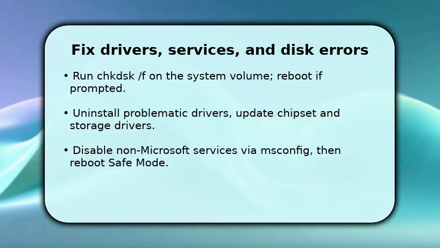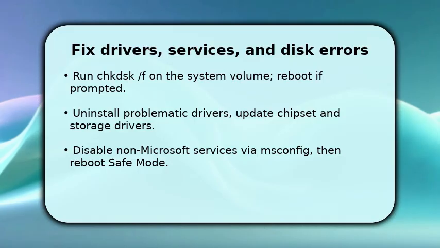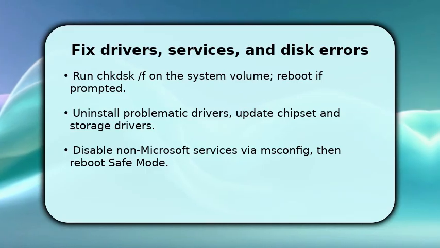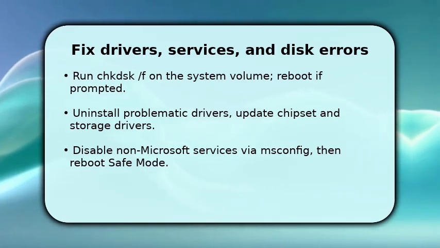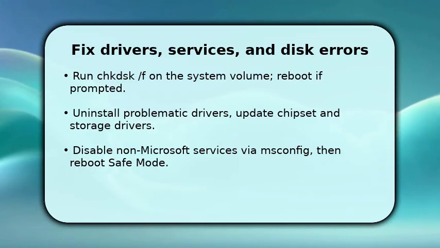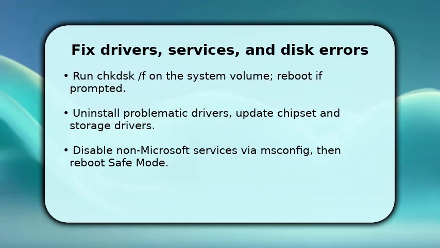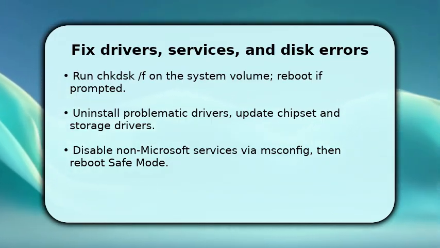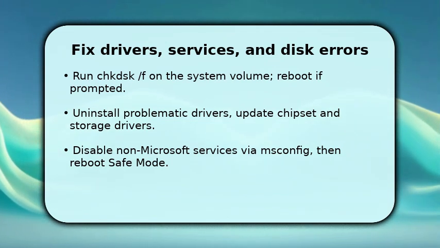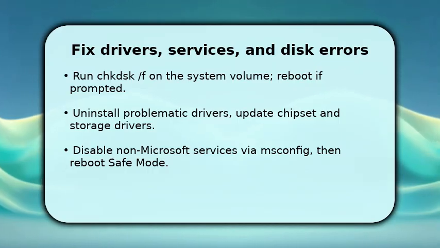Now you diagnose what blocks installation. Run chkdsk /f against C: to repair file system errors, because corrupted sectors commonly stop setup. Next, remove or roll back problematic drivers and install the latest chipset and storage drivers. Updated drivers allow installers to access hardware cleanly. Then, use msconfig to disable non-Microsoft services and third-party startup items, so background software cannot interfere. Once you reboot into a clean safe mode, attempt the installation steps again to see if the error clears.